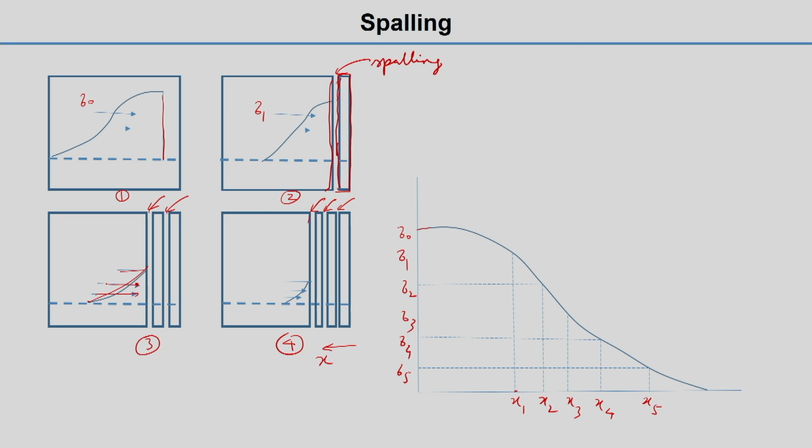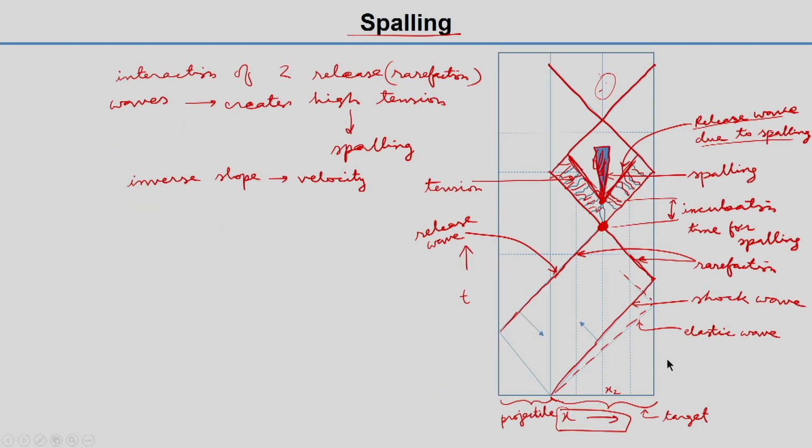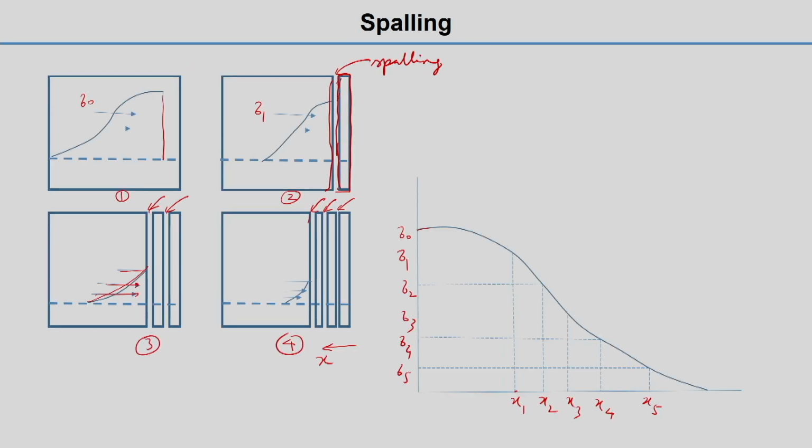So if you see in the previous diagram also, you can see that spalling can happen here, and then the waves reflected from the surfaces can meet again here, and then it can repeat itself after some time. So that way we can see that multiple spalling can happen. Multiple spalling, the process will repeat.